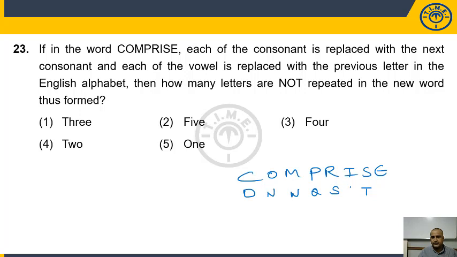I previous letter is H. E previous letter is D. Then how many letters are not repeated in the new word thus formed? D is repeated. N is repeated. So these 4 letters are not repeated: Q, S, H, T. So 4, it is choice 3. So these 3 questions can be completed in less than 1 minute.